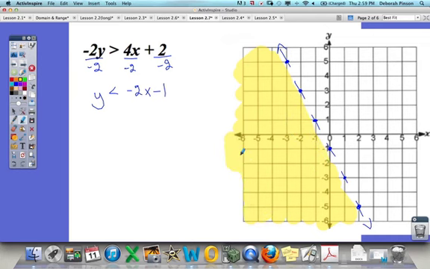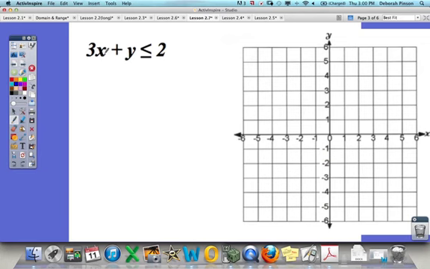Okay, one more line. Now this is in sort of standard form. If you think back to our forms, let me get it in y equals mx plus b. I'm going to subtract my 3x, bring it to the other side. So graphing this, I've got a y-intercept of 2 and a slope of -3. So I'm going to rise -3, run 1.